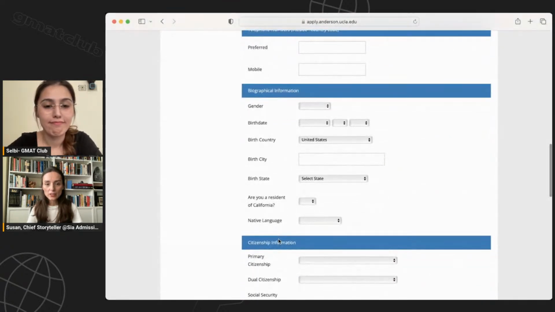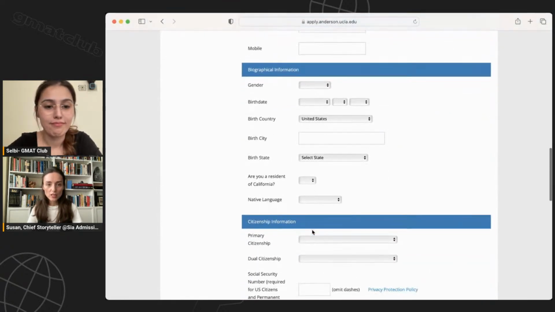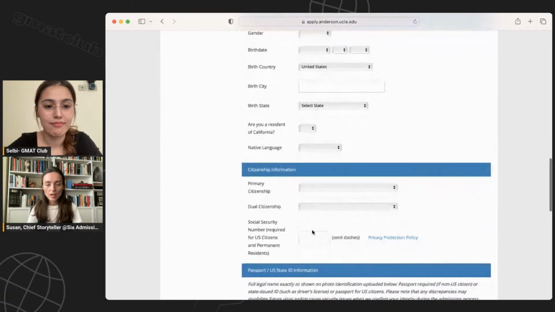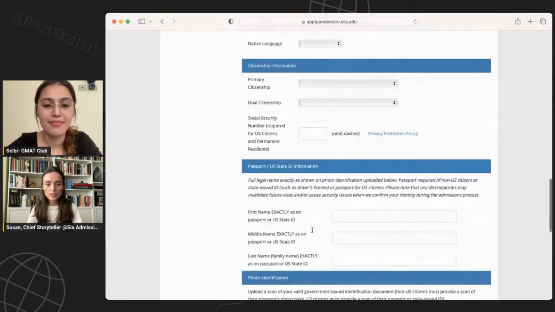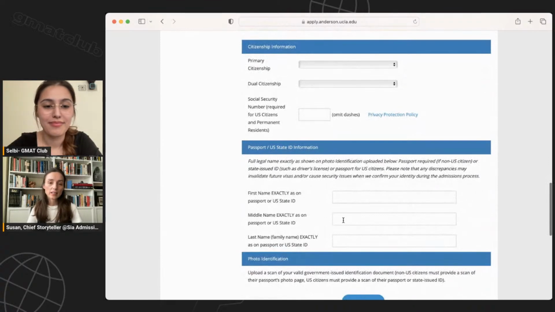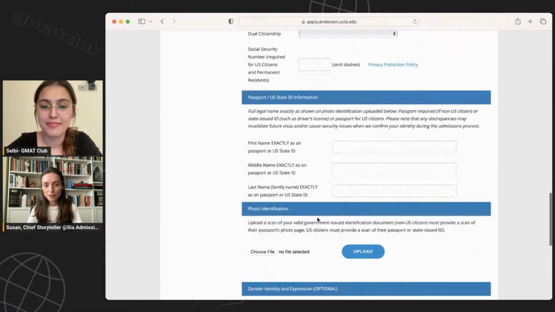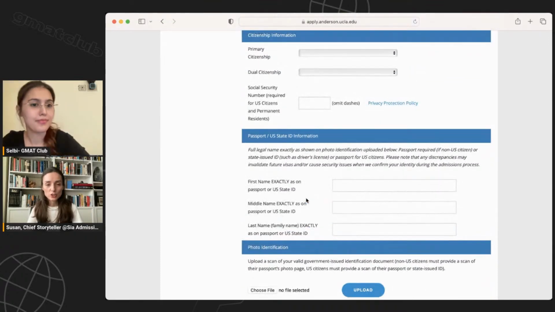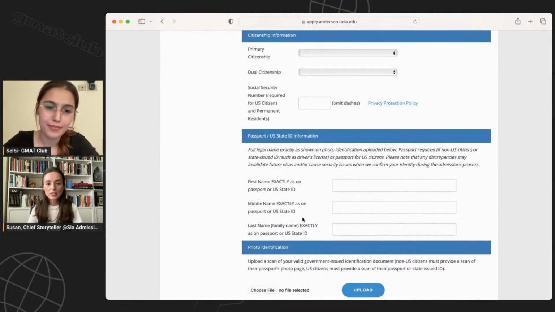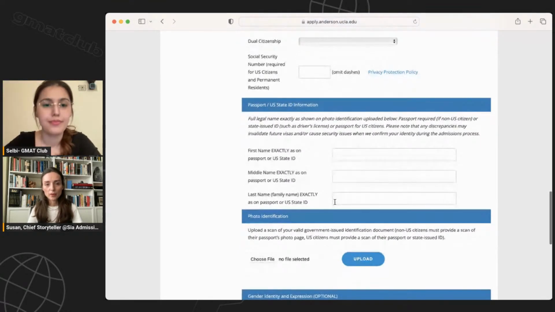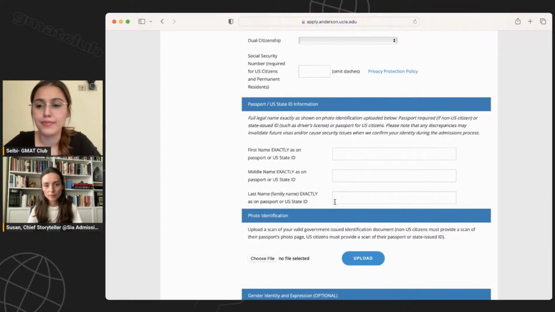The one thing here, so you have biographical information, citizenship, of course. You will need a photo identification, so a copy of your government-issued ID, and information relating to your passport or for U.S. residents themselves.